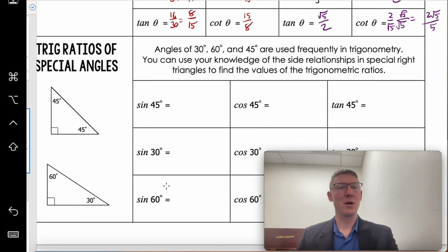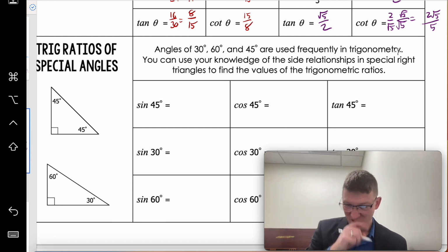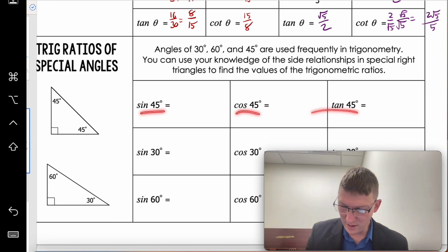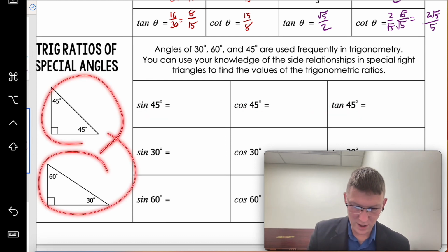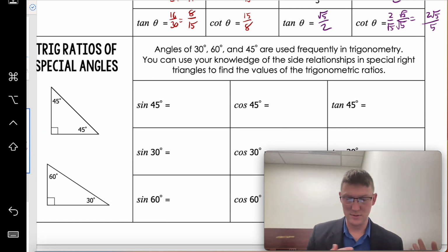All right, so you know that I'm not really into memorizing stuff, but if you're going to memorize something, this is a really good section to memorize. So you will see these special triangles over and over and over again, and you're going to be doing a lot of trig with them. So we can look at each one of these, and we've got a picture over here, and we have certain relationships. So let's figure those out.